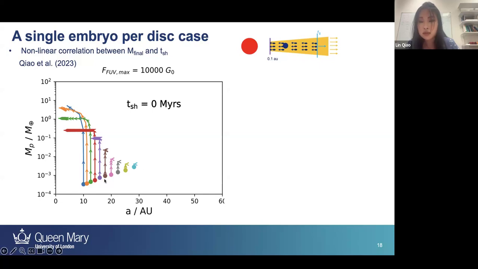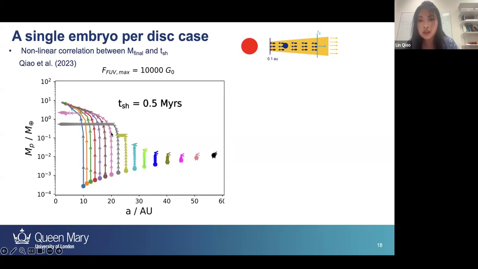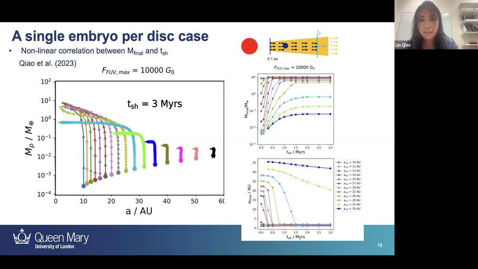By the way, these are all models of just a single embryo per disk case, and the disk is irradiated by a strong level of radiation of 10^4 G0. We can see that if the disk is not shielded, so shielding time equals 0 million years, the embryos initially located further than, for example, 14 AU are not really able to grow at all. But as we increase the initial shielding time, embryos at larger radii can grow to larger final mass.